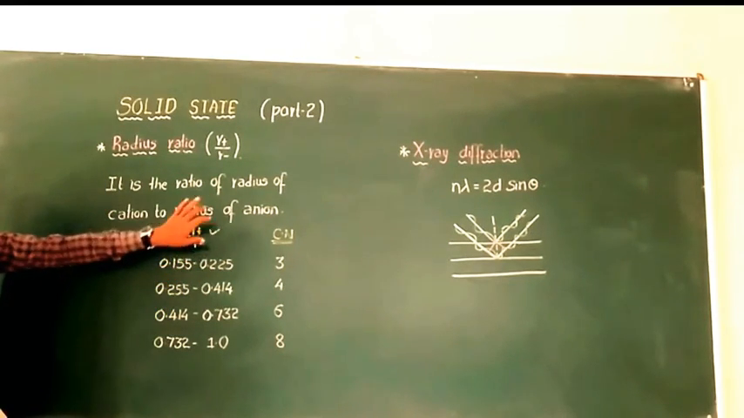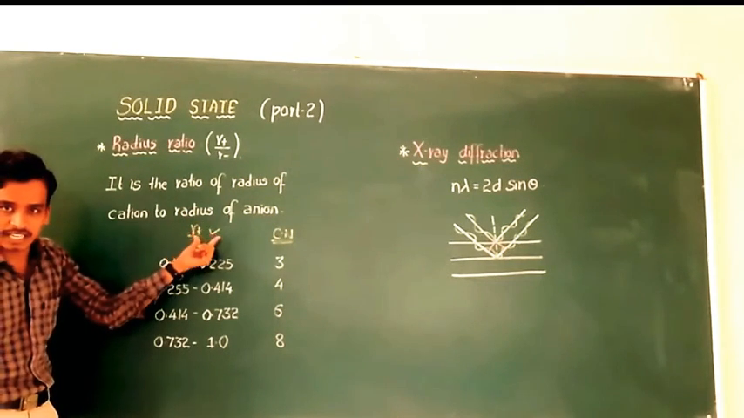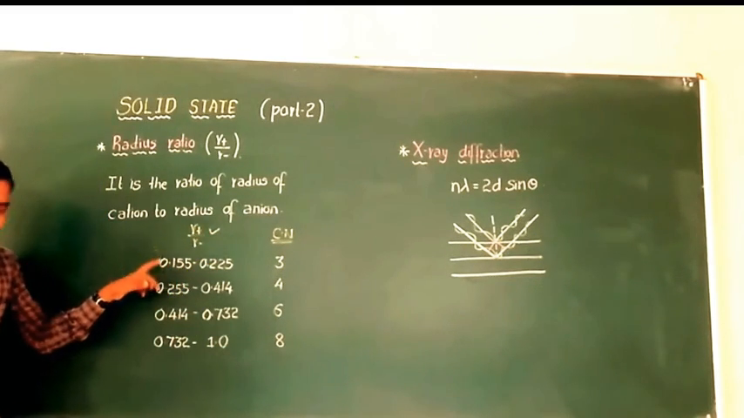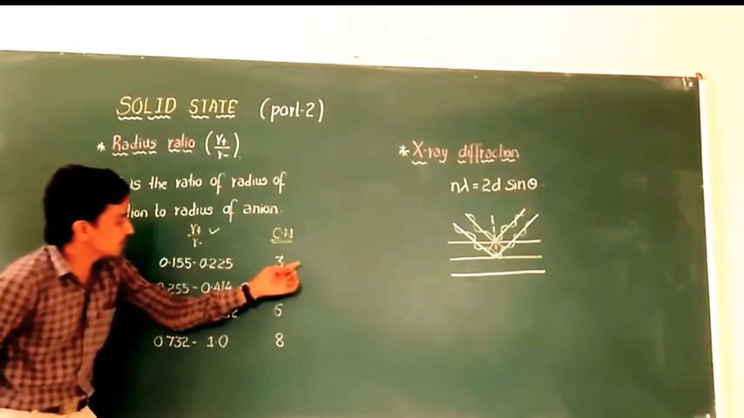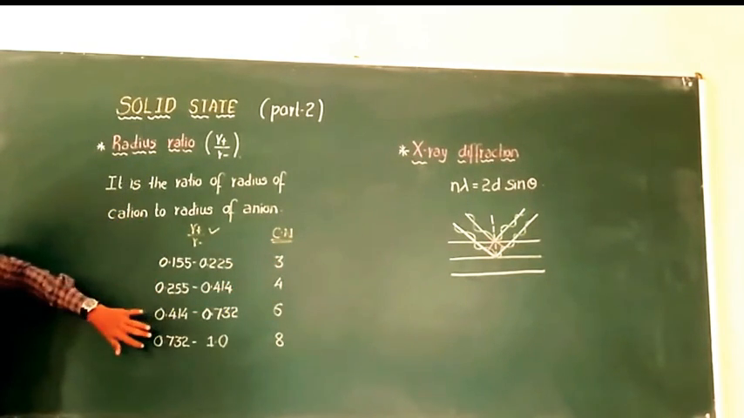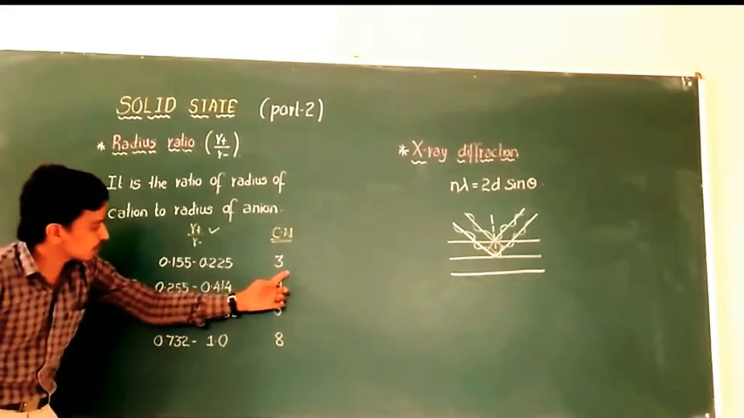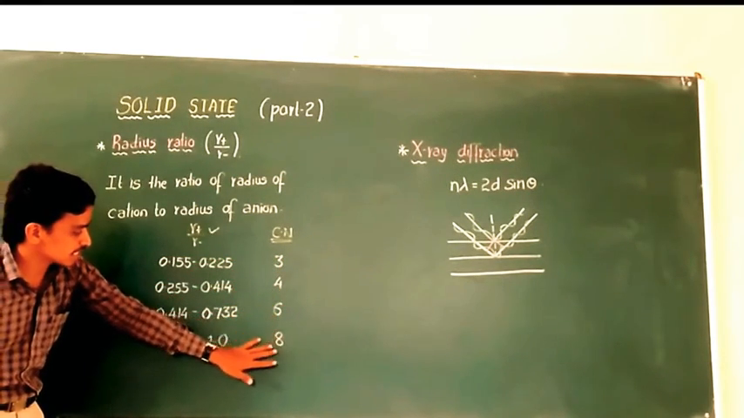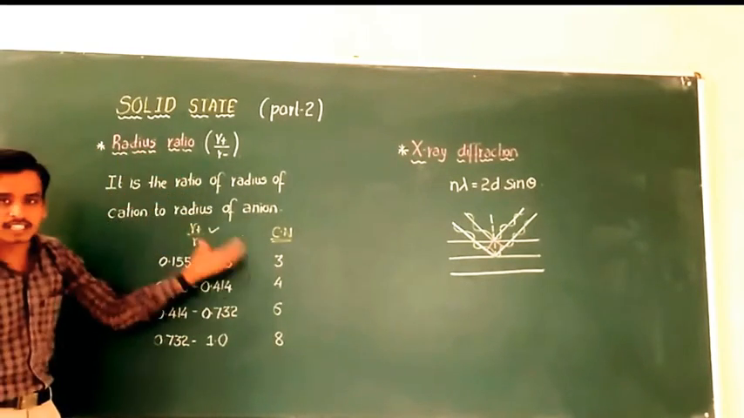If this value, r plus divided by r minus, that is the radius of the cation to the radius of the anion, falls in between 0.155 to 0.225, then the coordination number is assumed as 3. Like this, the remaining values are also important. This is the significance of the radius ratio, and you can observe the coordination numbers: coordination number 3, then 4, 6, and 8. This is the point regarding radius ratio.